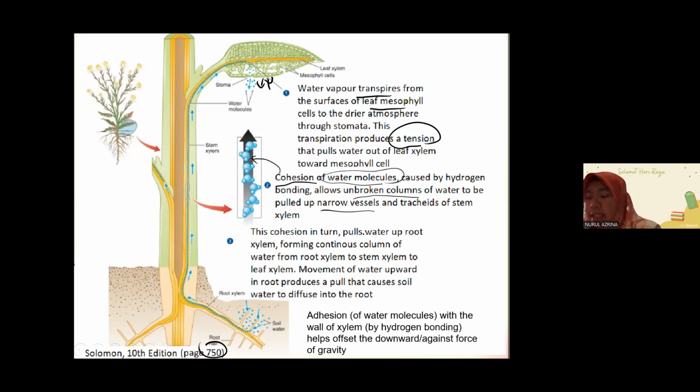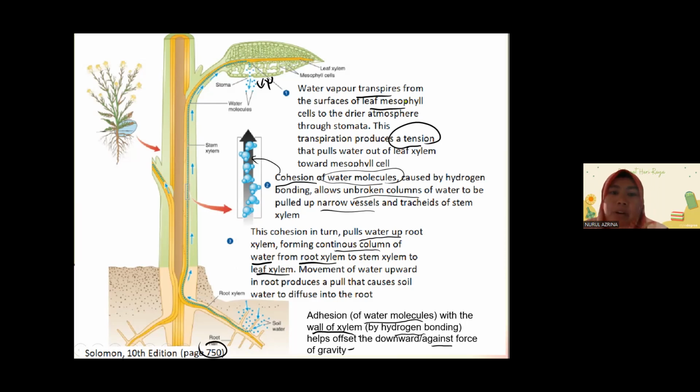So this cohesion in turn pulls the water up the root xylem, forming a continuous column of water from the root to the shoot. So this is what we call creating the negative pressure. Adhesion of water molecules with the wall of the xylem, also by hydrogen bond, helps to offset the downward force of gravity. So it will ensure that the water will be pulled upward continuously.